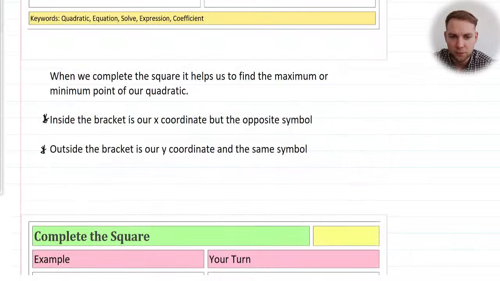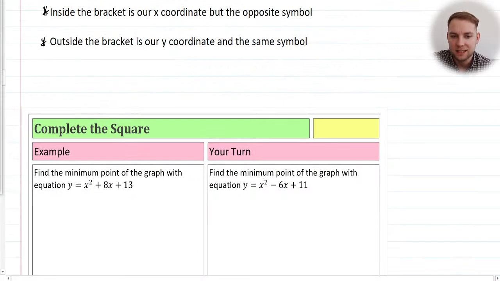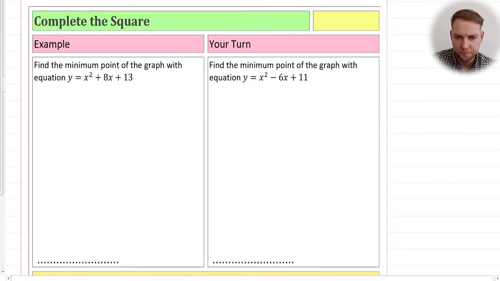Okay, so here we've got, when we complete the square, it helps us to find the maximum or minimum point of our quadratic, and inside our bracket is our x-coordinate and the opposite symbol, and outside the bracket is our y-coordinate and it's the same symbol. Okay, so let's have a go at an example of this then.